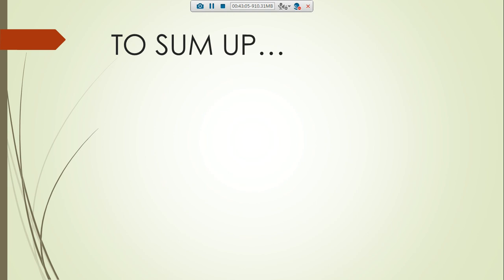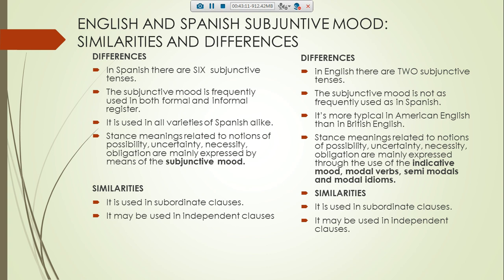Okay, to sum up. Let's have a look at some differences and similarities between subjunctive mood in English and in Spanish. Differences. In Spanish, there are 6 subjunctive tenses, while in English, there are 2. In Spanish, the subjunctive mood is frequently used in both formal and informal register. We use it all the time. In English, the subjunctive mood is not as frequently used as in Spanish. It is used in all varieties of Spanish alike. In English, it is more typical in American English than in British English.